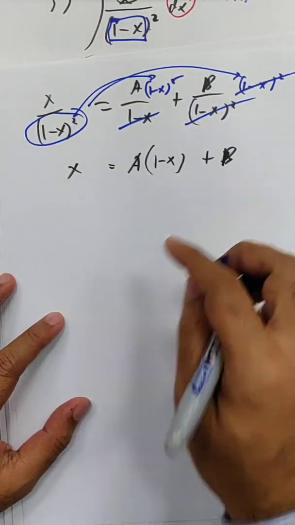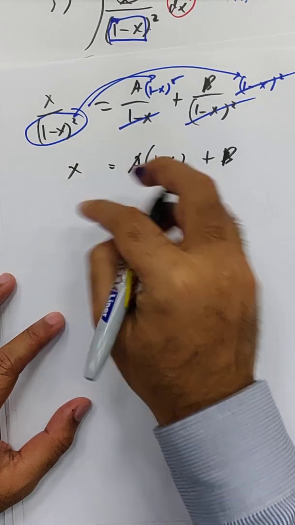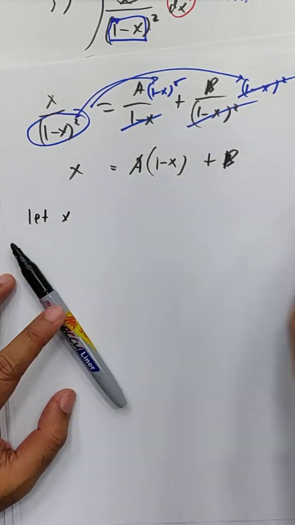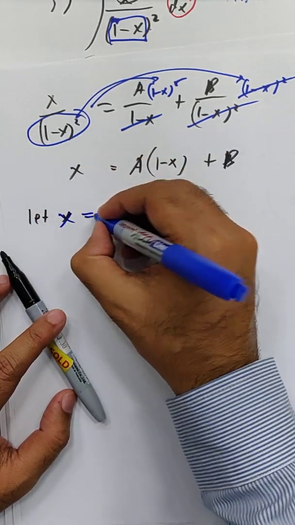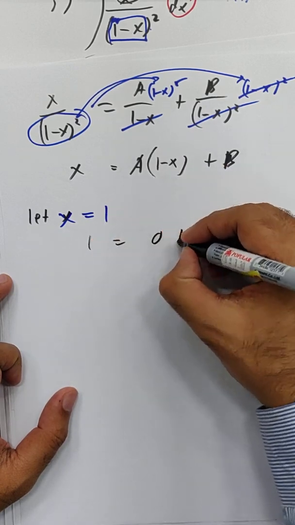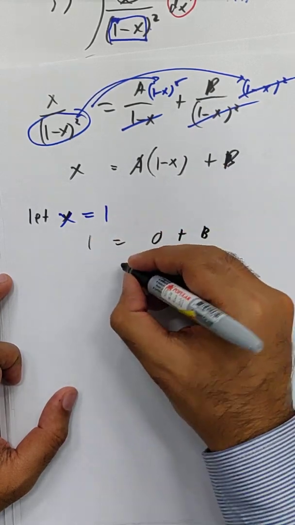So now how do you solve them? Well, let's try to make this one disappear first. Let x, normally I use blue, let x equal 1. So 1 equals 0 plus b. So we know b is 1.